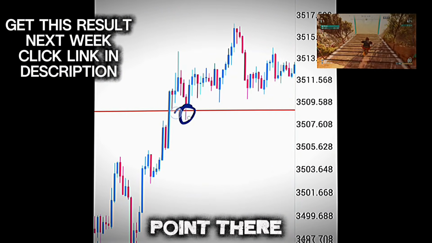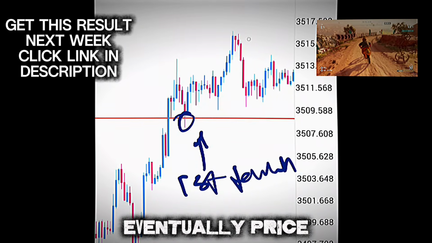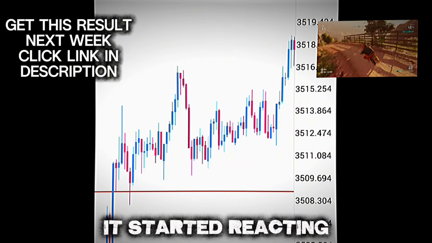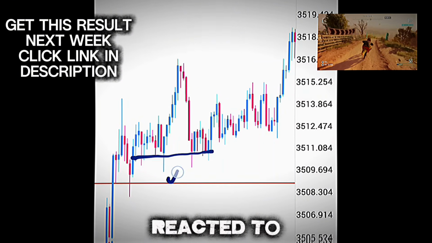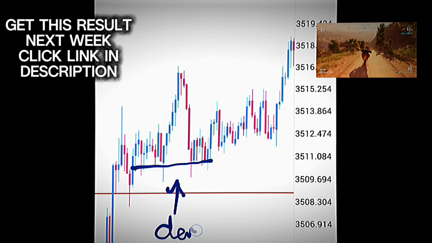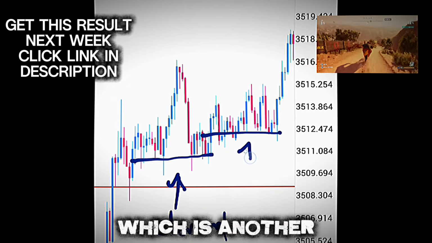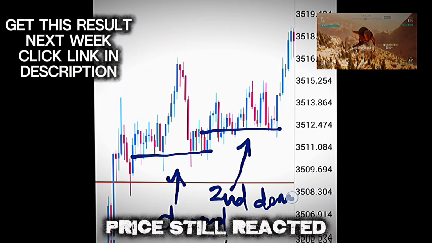So that's the point there that is stopping price from breaking out, and when price eventually broke out from it, what do you see price do? It started reacting to zones here. You can see it reacted to something like a demand zone there, and then there's another demand zone there, and what do you see price do? Price still reacted off it.